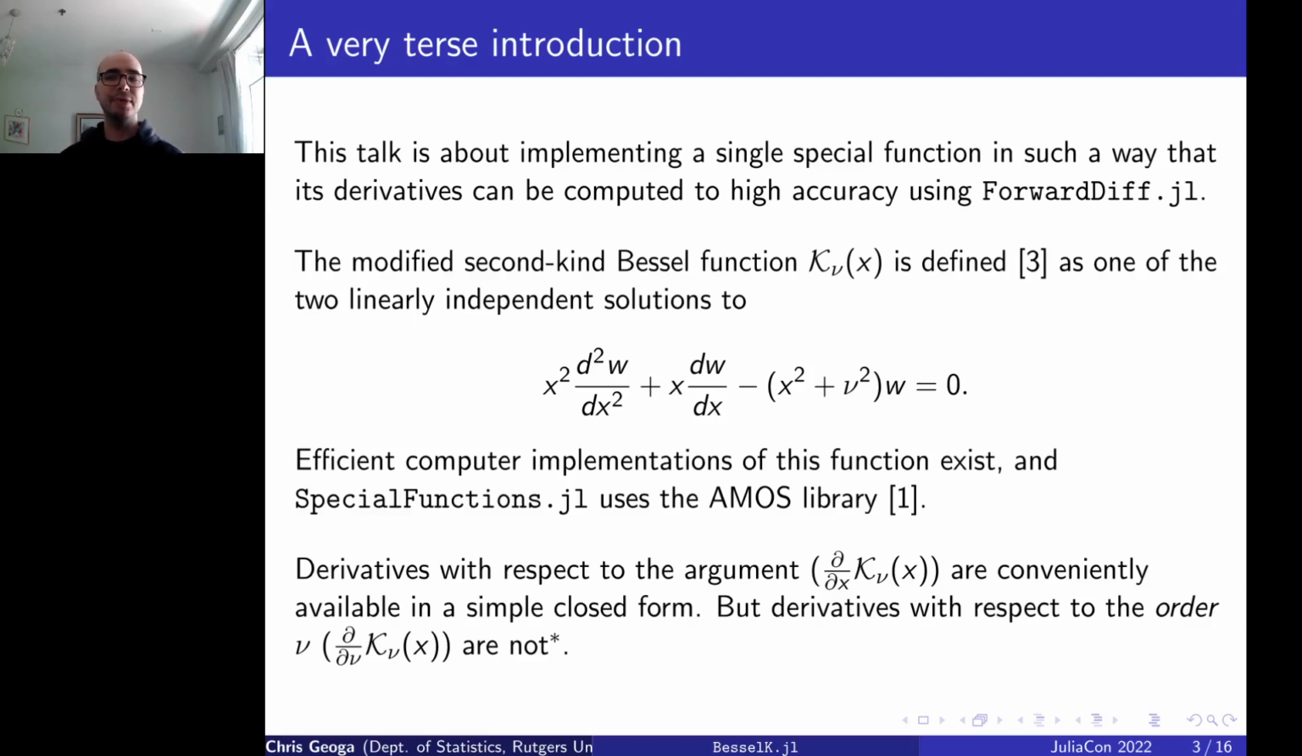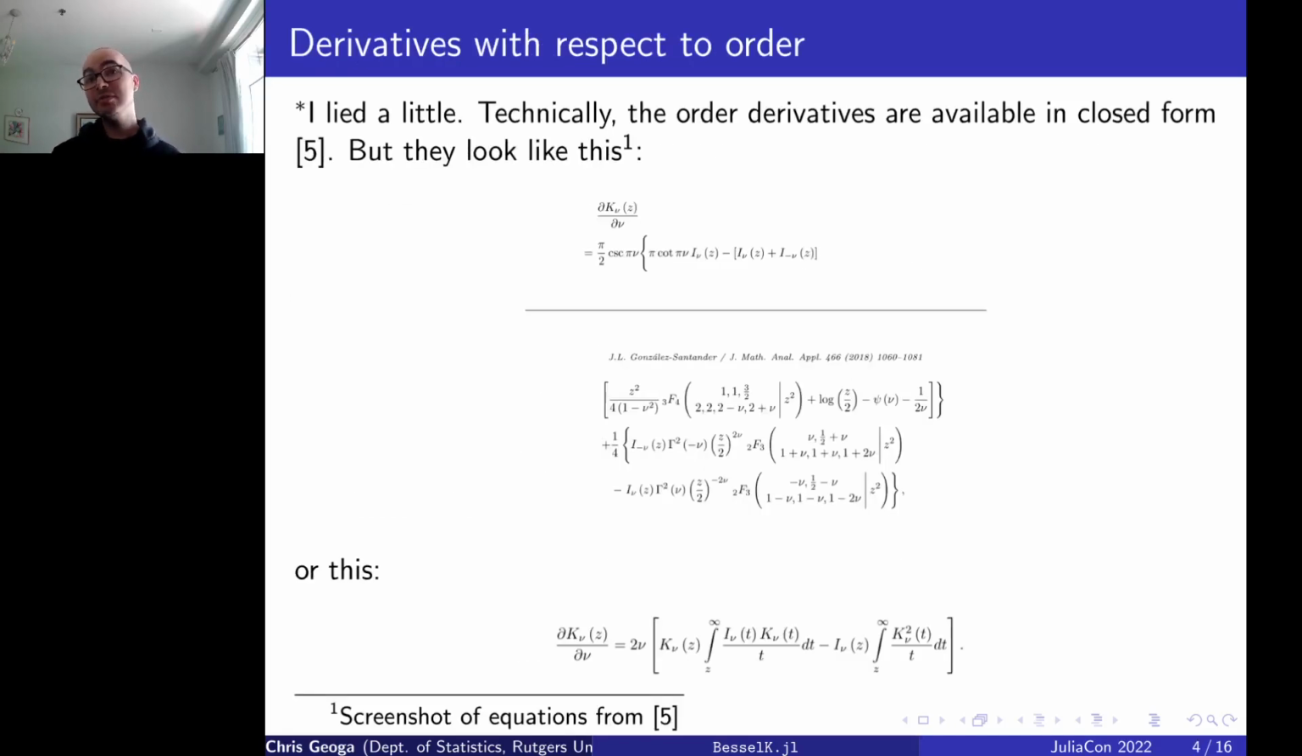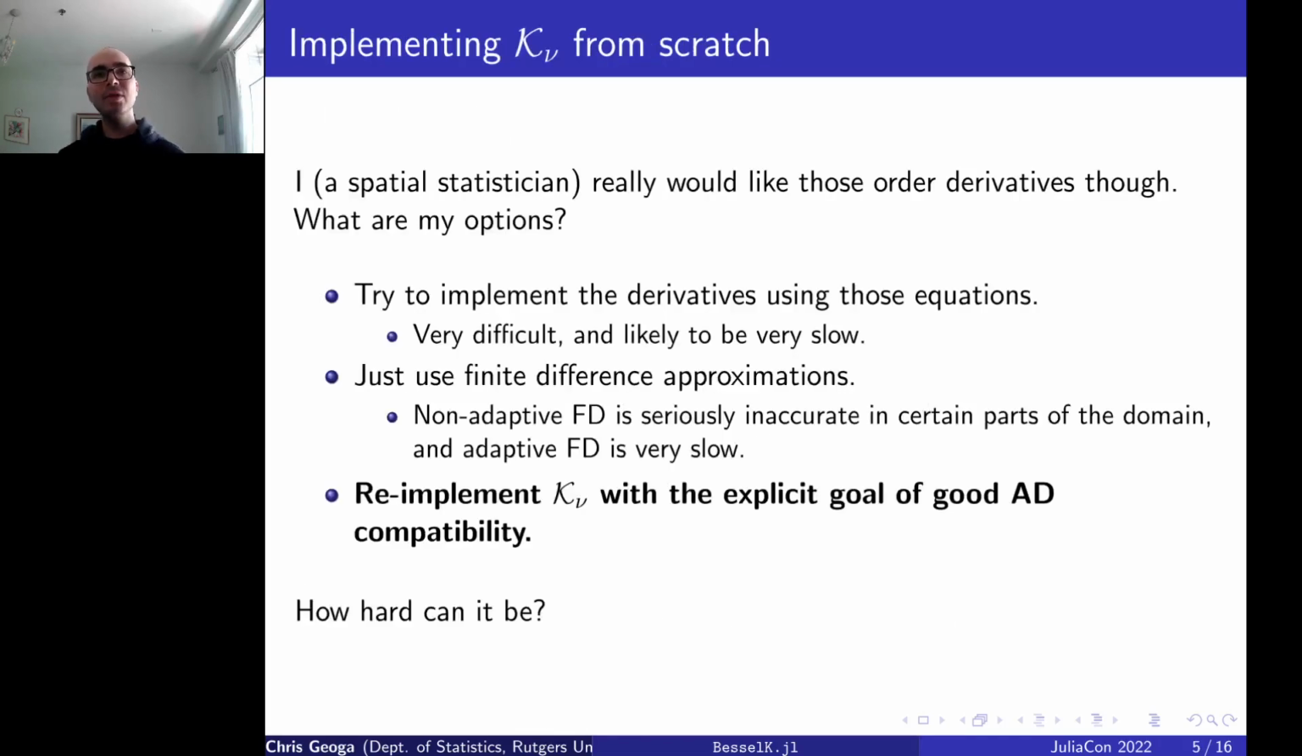But derivatives with respect to the order parameter are not so simple. Technically, they do exist in closed form, like I'm showing you in the screenshots from this paper here, but good luck implementing that, or at the very least, implementing it sufficiently accurately without making it so slow that it's not very useful. But I really want the derivatives, right? I want to fit the Matern covariance function with derivatives, including the order, which we would call the smoothness parameter. So what are my options? I'm not going to implement those exact expressions above that I'm showing you.